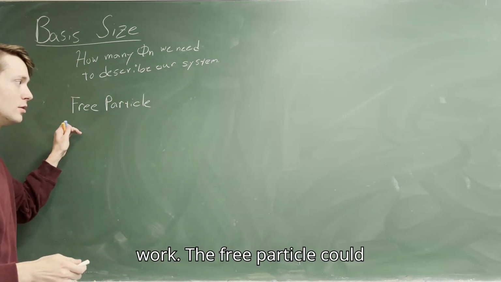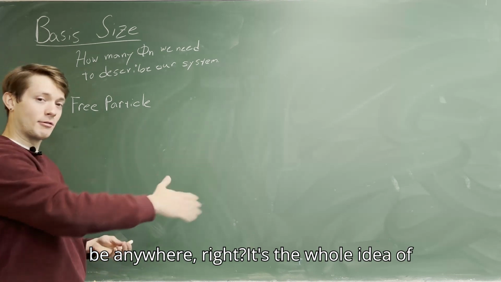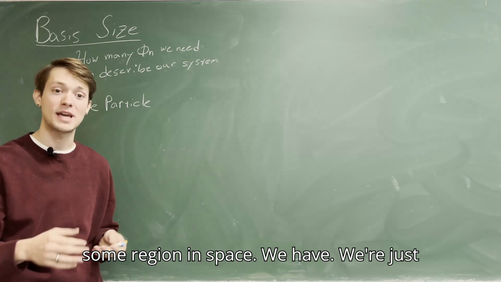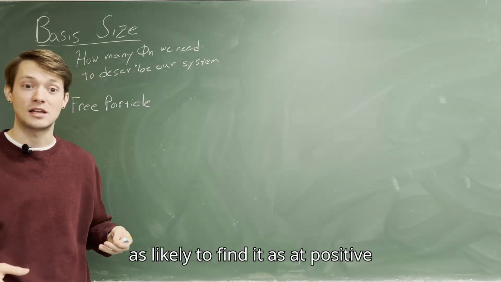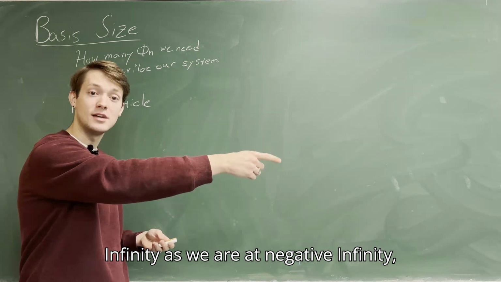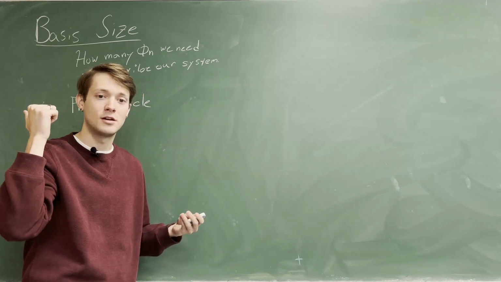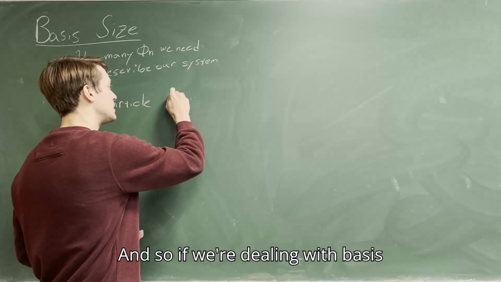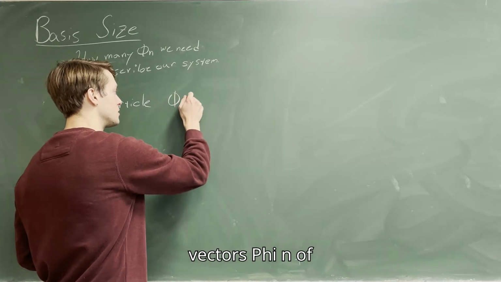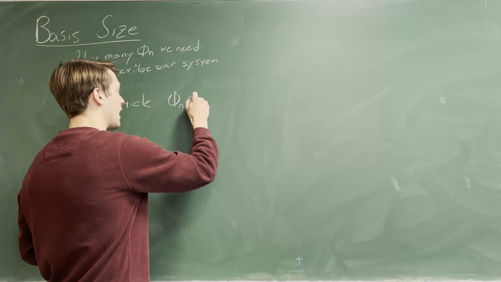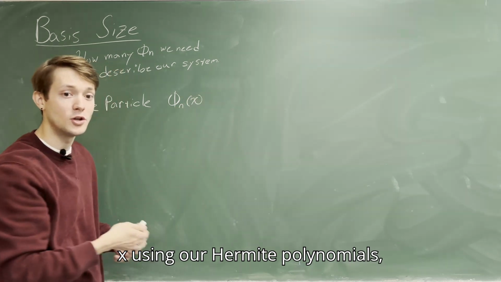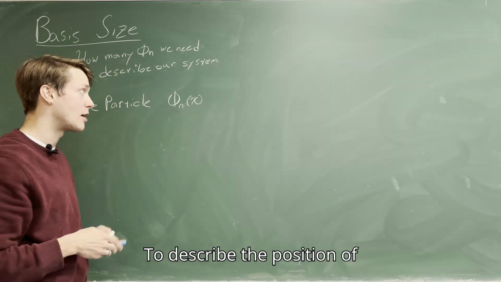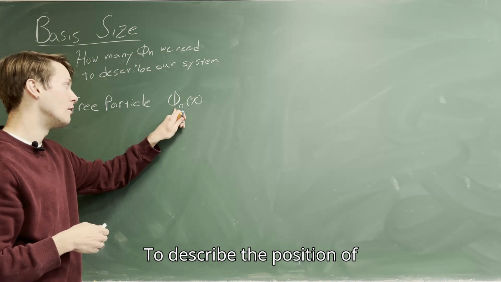The free particle could be anywhere, right? It's the whole idea of it being free is it's not confined to some region in space. We're just as likely to find it at positive infinity as we are at negative infinity, right? Equal probability everywhere. And so if we're dealing with basis vectors, phi n of x, using our Hermite polynomials, we would need an infinite number of them to describe the position of this particle.